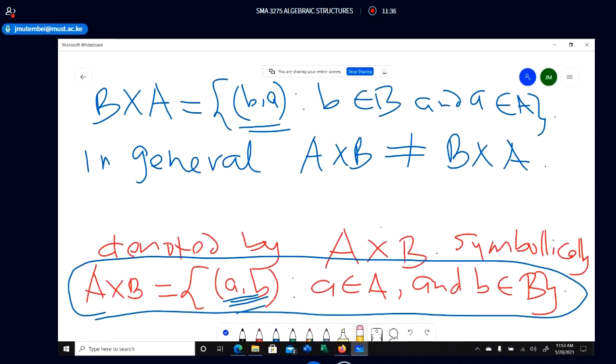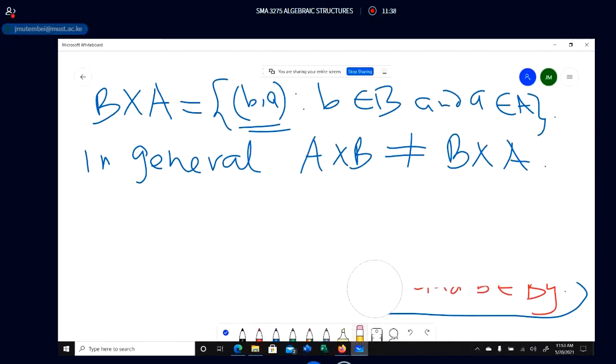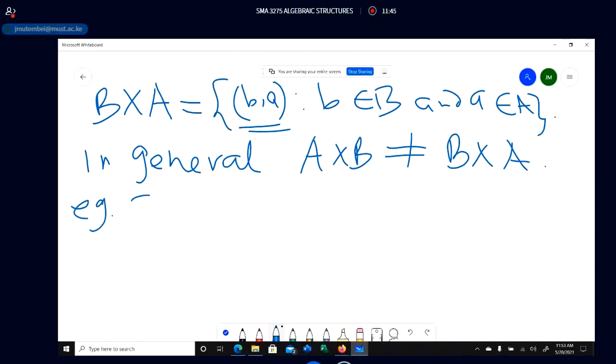For example, e.g., suppose we have two sets.